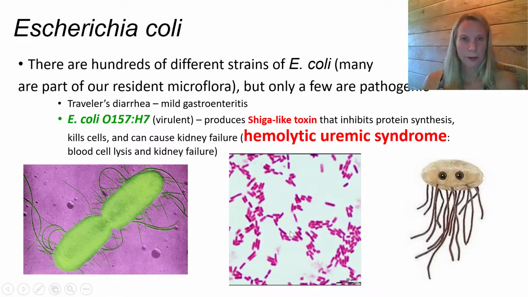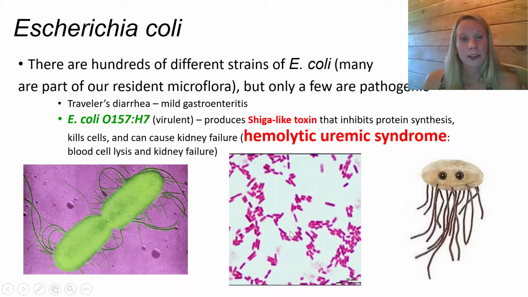E. coli. So E. coli and Shigella are actually pretty similar. Some microbiologists think that we should actually reclassify Shigella as just a subtype of E. coli because they're so very similar. So E. coli, there's lots of strains of E. coli. And we've talked about it before because it's a part of your normal microflora. And it's usually an example of a mutualist, meaning it actually provides you with benefits like digesting your food and producing certain vitamins. There's only a few strains that are pathogenic.